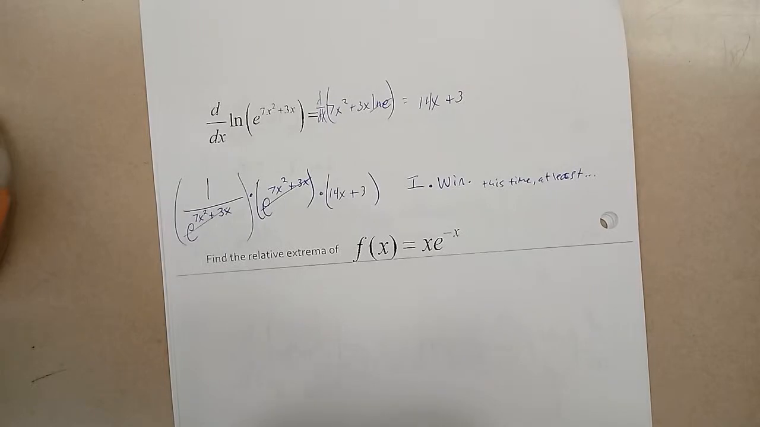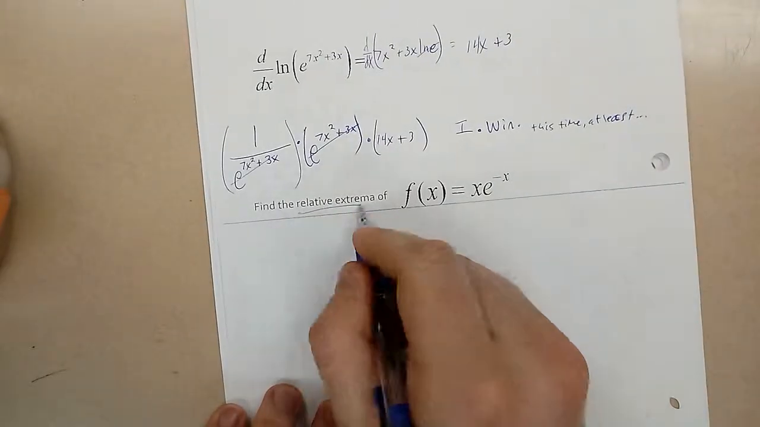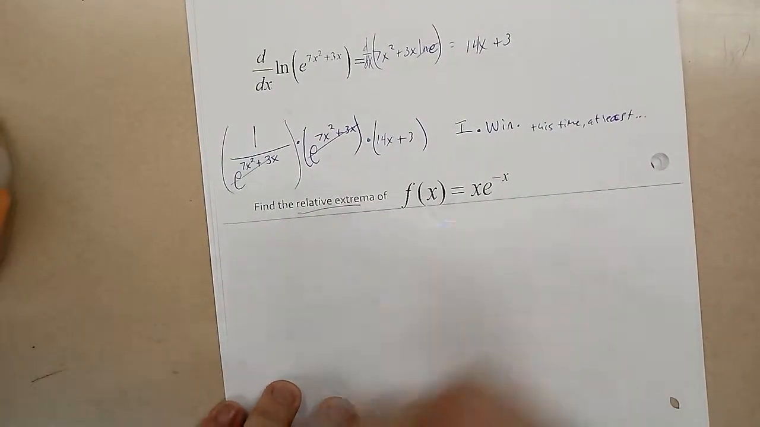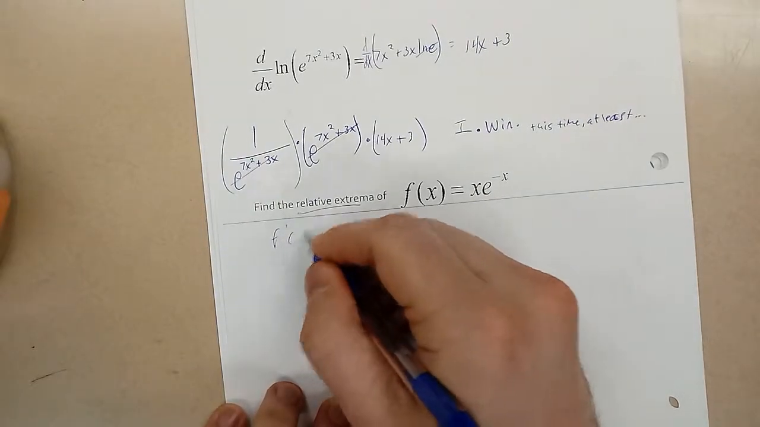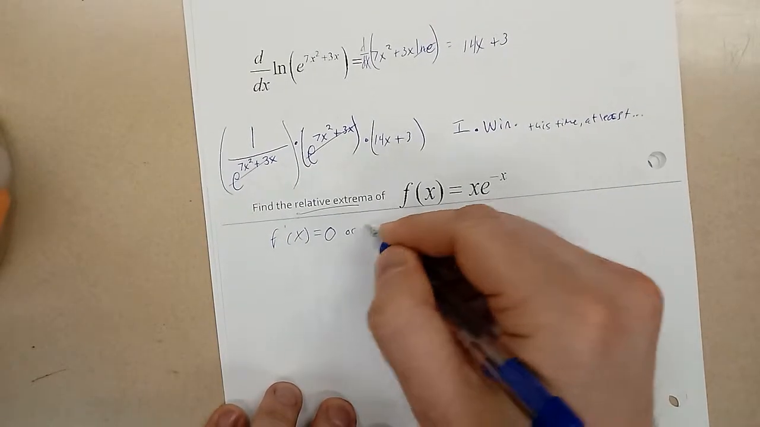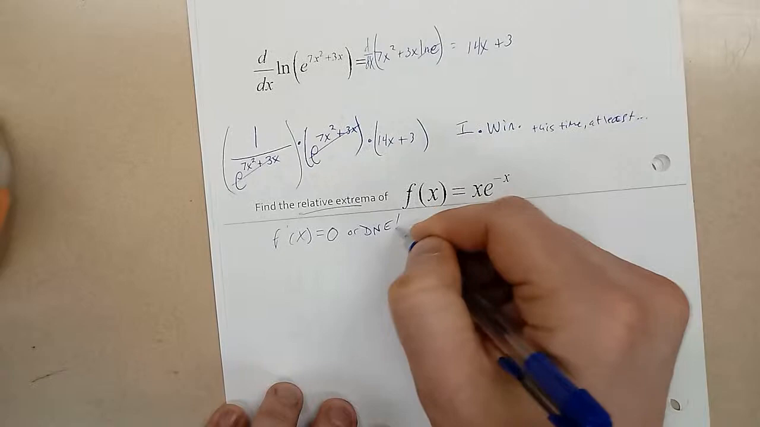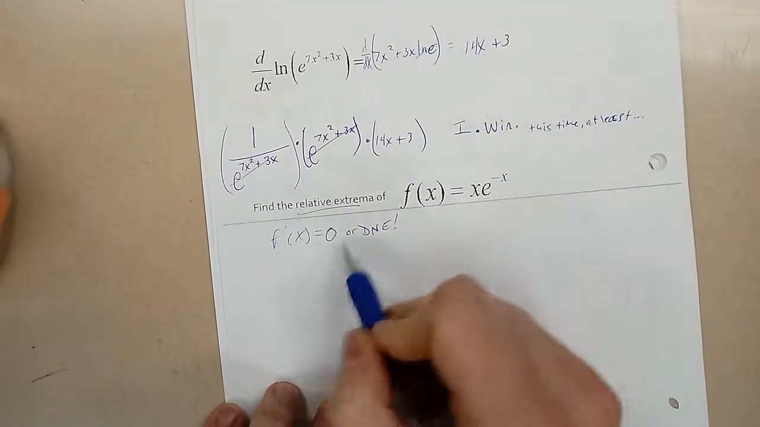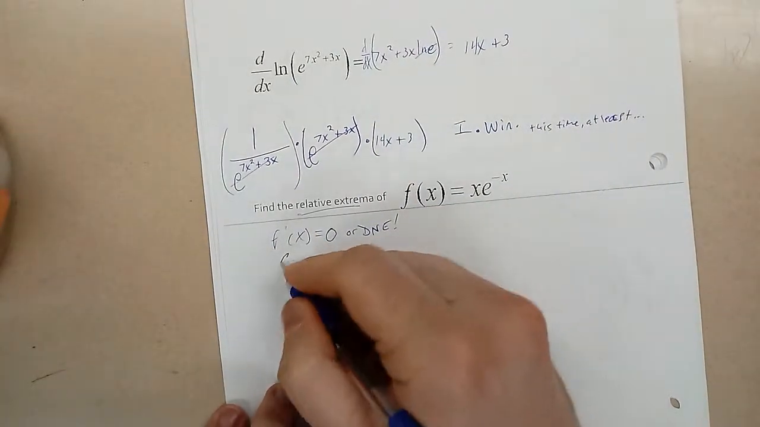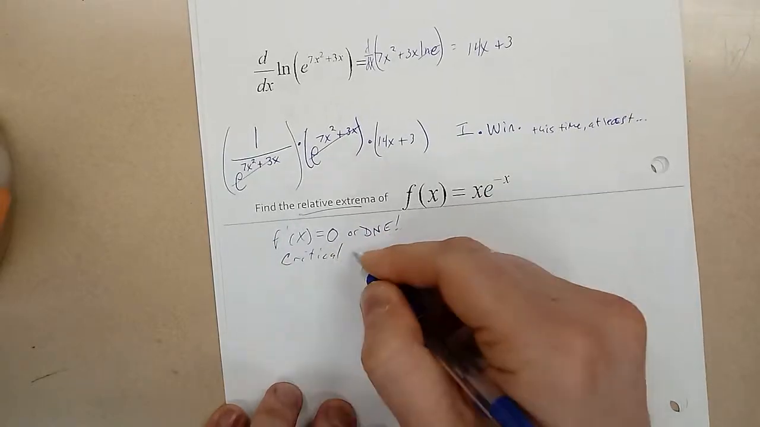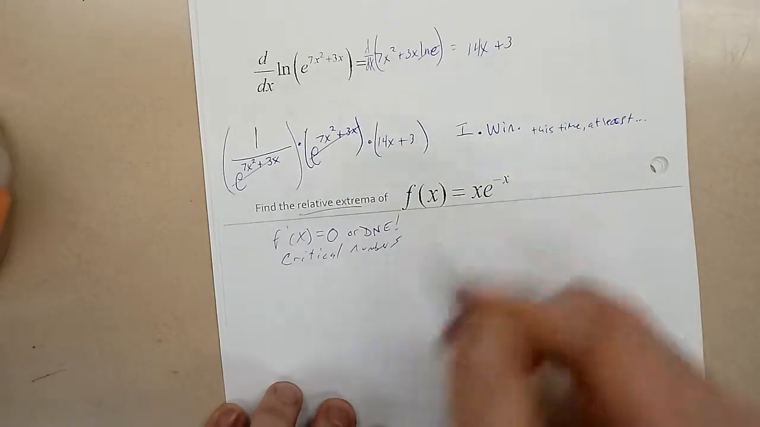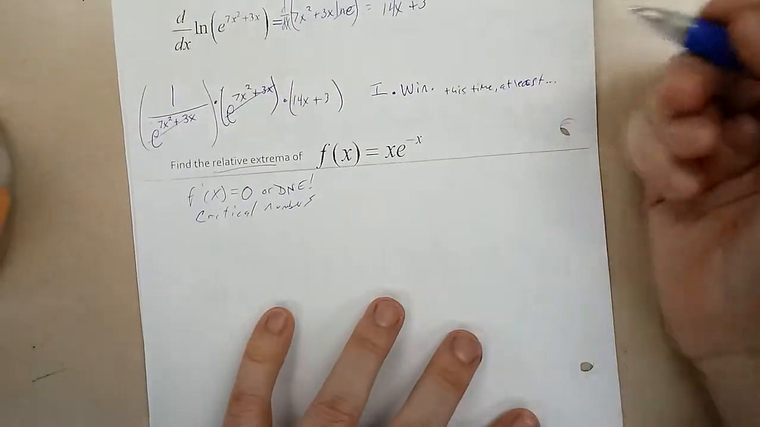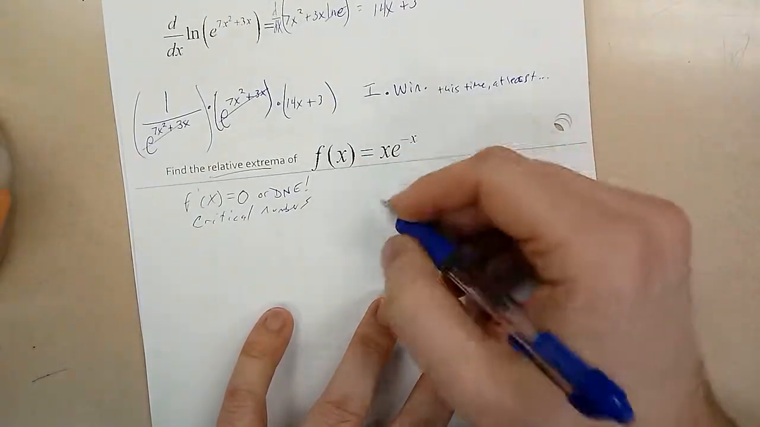The next question says, find the relative extrema. Ooh. Remember, relative extrema, we want f prime of x to either equal 0 or undefined. So, at least that's the start. We call those our critical numbers. I have 5 minutes. Let's see if I do it. So, let's find our f prime first.